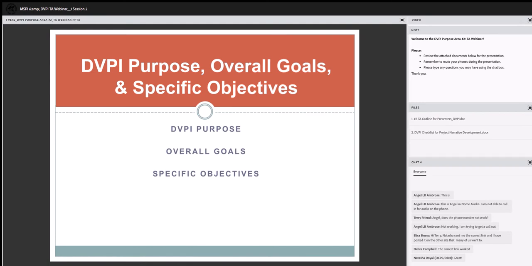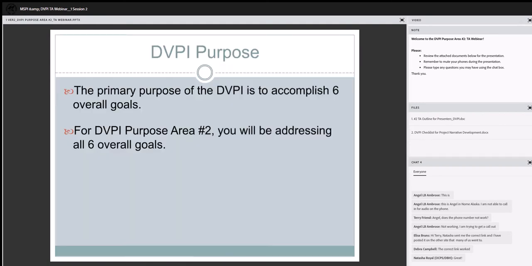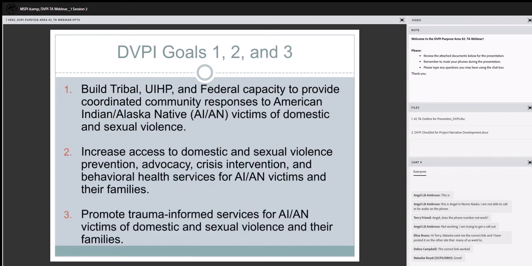DVPI, PI purpose, overall goals, and specific objectives. So the primary purpose of DVPI is to accomplish 6 overall goals. For purpose area 2, you'll be addressing these goals through meeting your objectives. And what these goals are is to build tribal, urban, and federal capacity to provide coordinated community response to Native victims of domestic and sexual violence.